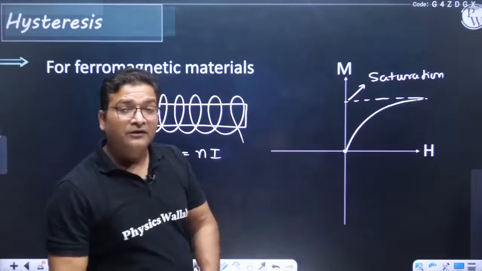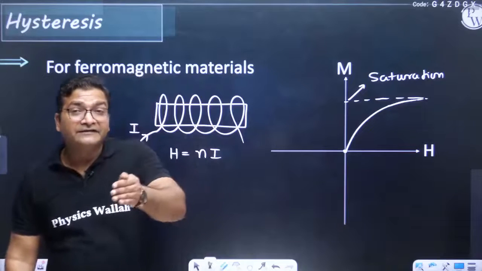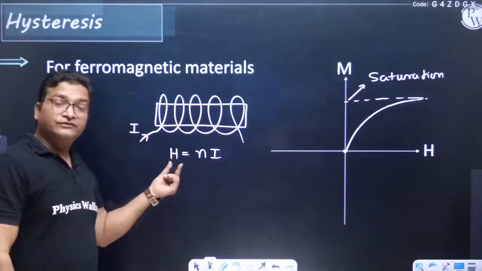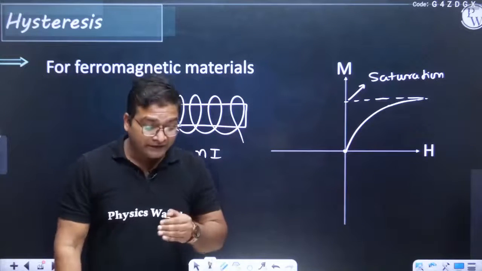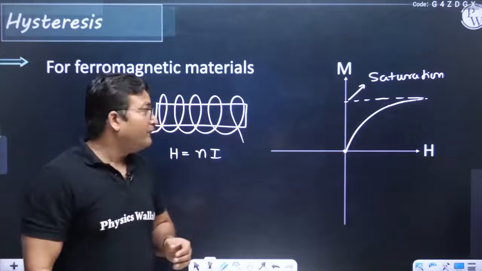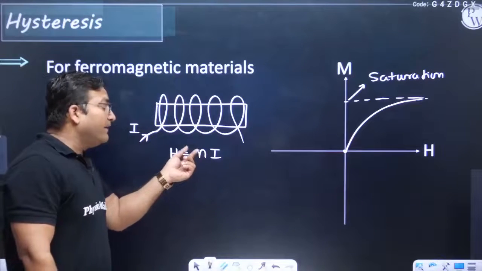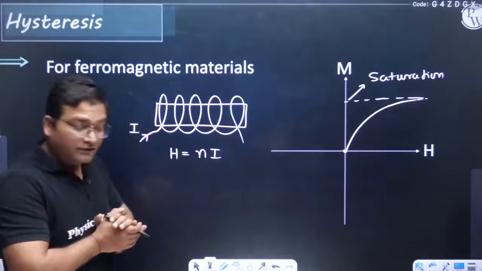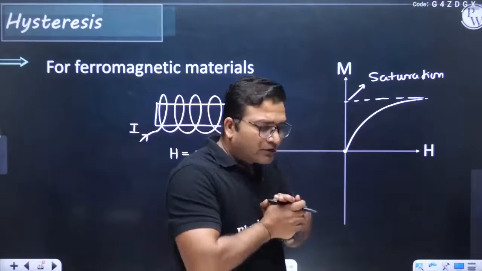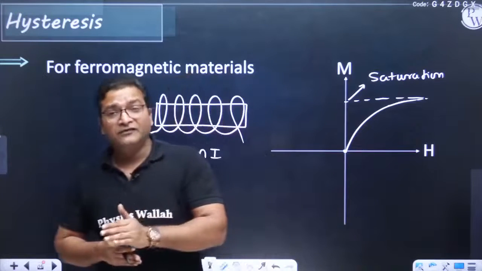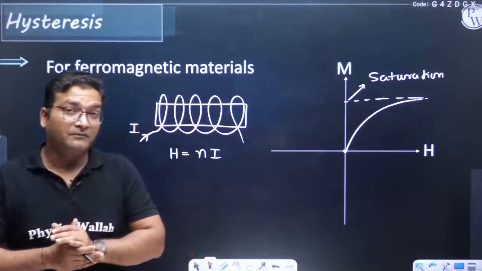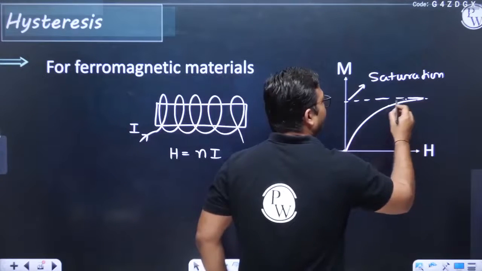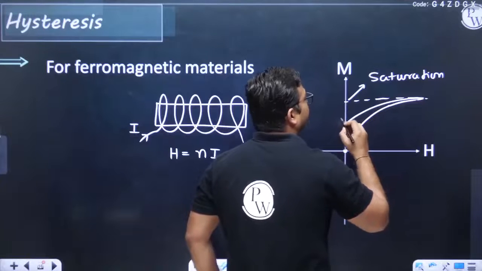Now suppose we start decreasing the current. When we start decreasing the current, H is reduced, M is also reduced, and the magnet starts demagnetizing. But when we make the current 0, the H field becomes 0, but still we observe that a few domains or a few molecules stay aligned with the old direction of the magnetic field, and we have some magnetization left in the material.